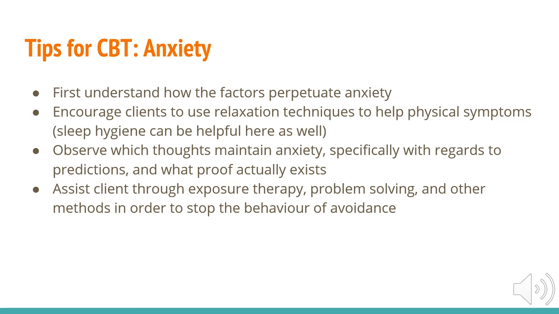Tips for CBT, anxiety. Guidelines for treating anxiety use the four-factor model as well. During the first session, get a grasp on how the factors perpetuate anxiety. You can use physical symptoms, automatic thoughts, and avoidance. For physical symptoms, use relaxation methods like progressive muscle relaxation. With regards to thoughts, look at fears about the future and work on those by determining the likelihood that they will actually happen.